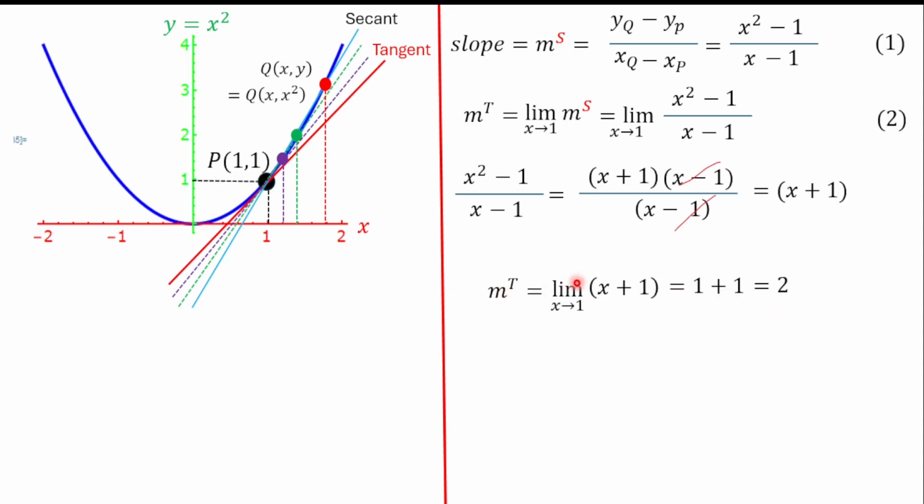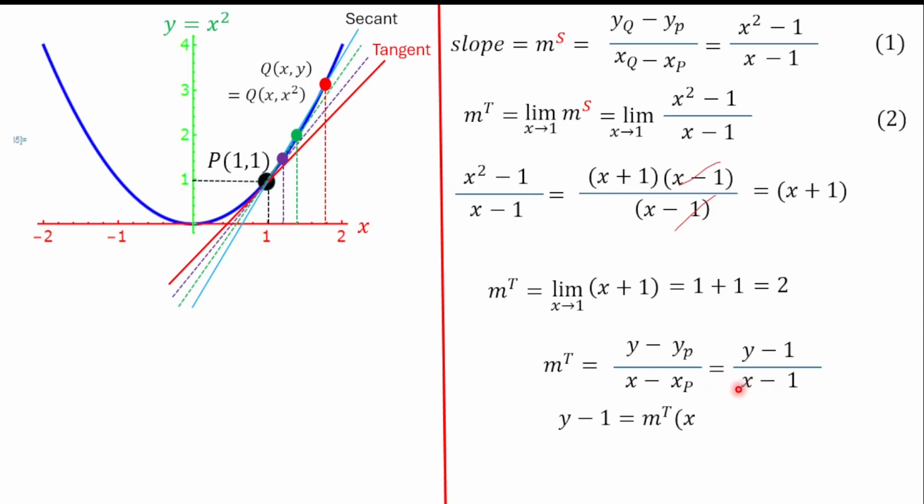Now, with the value of the slope known to us, we can find the equation of this tangent line. For that purpose, I rewrite equation 1 in this form. That is, the slope of the tangent line equals y minus yp divided by x minus xp, where y and x are not known to us and yp and xp are known. So I write this as y minus 1 divided by x minus 1.